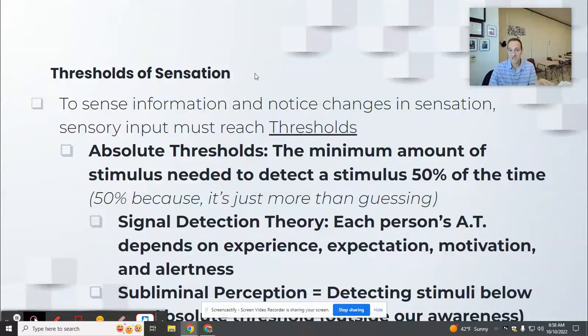So when it comes to the basics of sensation, like how do we smell something, taste something, hear something? The first thing to note is that to notice the stimulus, to notice the sensation, it's got to cross what's called a threshold, specifically the absolute threshold. The absolute threshold means the minimum amount of a stimulus necessary to detect it, and it's detected 50% of the time. The reason it's 50% is because sometimes we're not sure if we sense something.